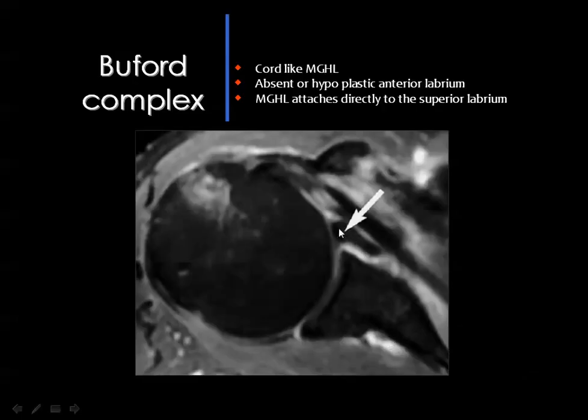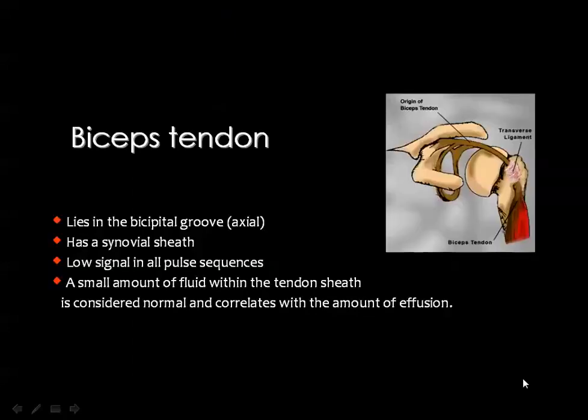Commonly, this Buford complex is associated with absence or hypoplasia of the anterior glenoid labrum. Compare this labrum with the posterior labrum, which is more evident.